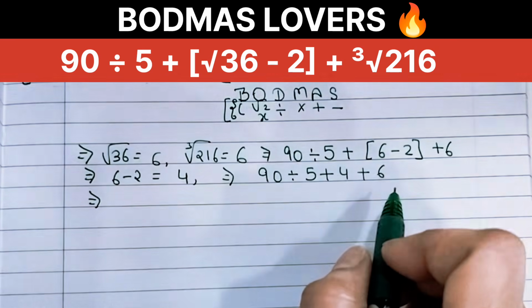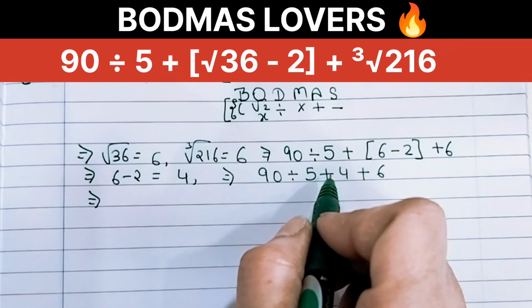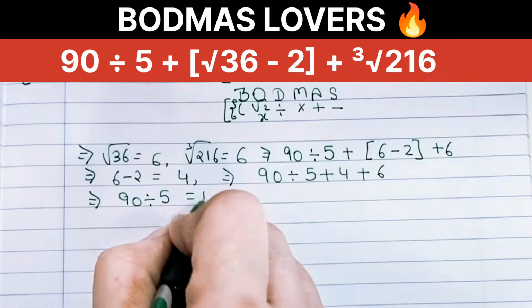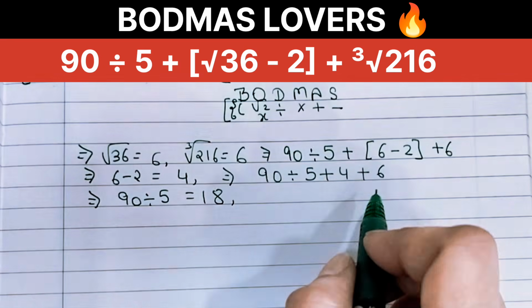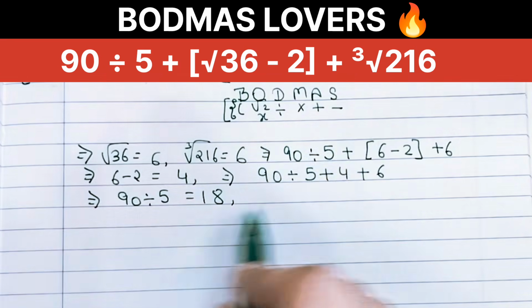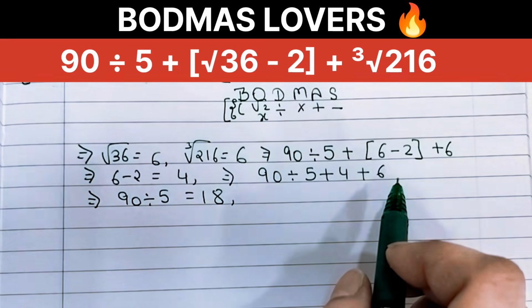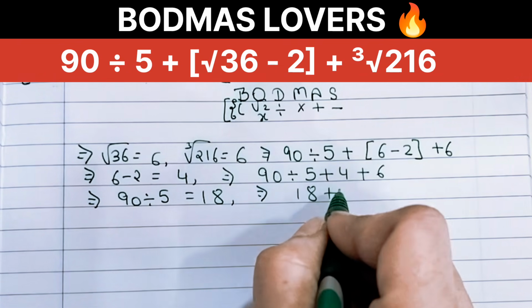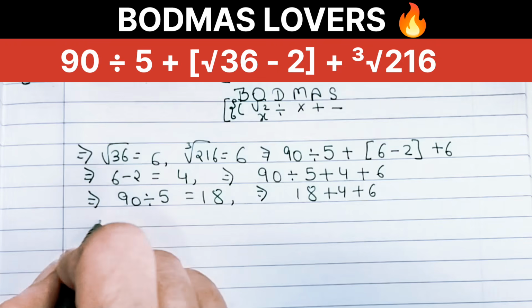Move to next step, perform division. Now divide the values: 90 divided by 5 will get 18. According to this step, division D comes before addition in the rule hierarchy. And now the current expression becomes 18 plus 4 plus 6.